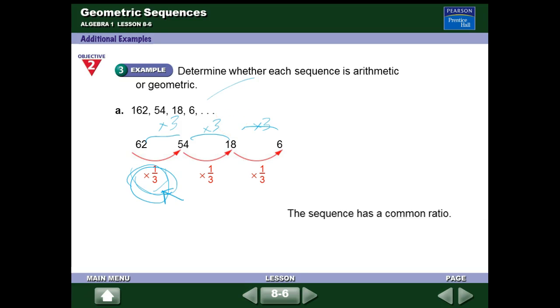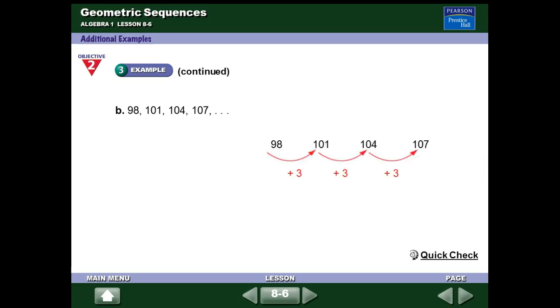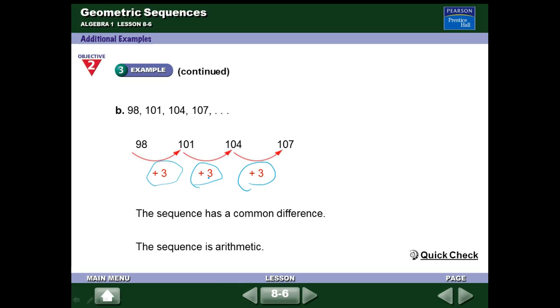So now that we know that we are multiplying by 1/3 between each term, it has a common ratio, so the sequence is geometric. Another example. What's happening? Well, we are adding 3 to each one of these terms. So, since there is a common difference, and it is addition, the sequence is arithmetic. You can label it as an arithmetic sequence.